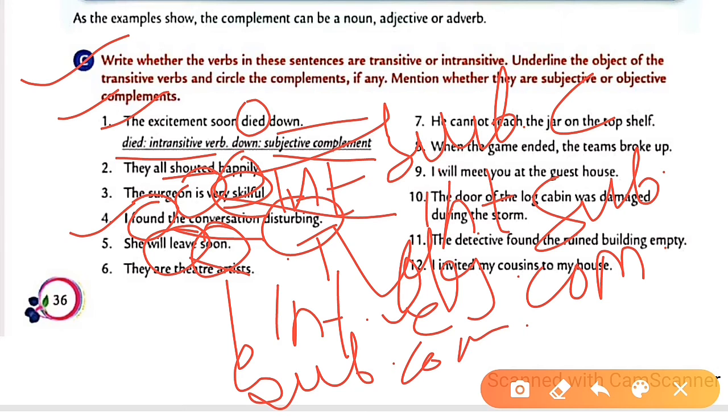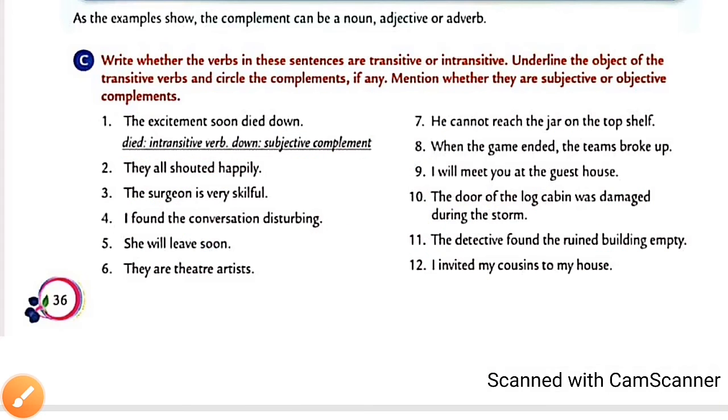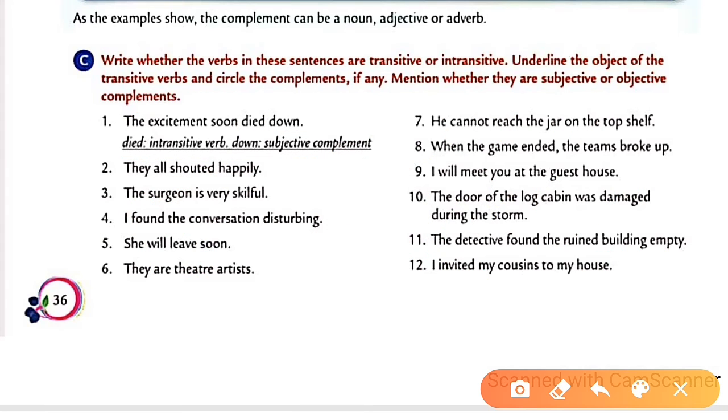They are threats, artists. So they are threat artists. Number 6: are is a transitive verb. Okay, transitive verb. And there is no complement here in the sentence. Is there a complement? No. Guys, next move to number 7.